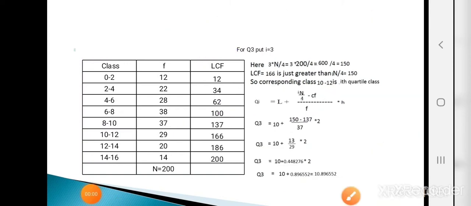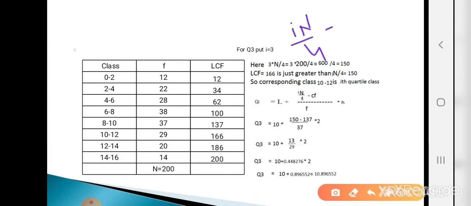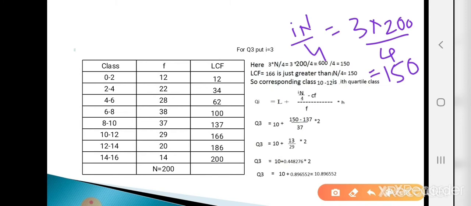Okay, now see for Q3, put i is equal to 3. First calculate iN divided by 4. i is 3, so 3 into capital N, 200, divided by 4, so the value is 150. Now see the LCF value just greater than 150. Which LCF value is just greater than 150? Here the LCF value 166 is just greater than 150. So the corresponding class is the third quartile class, because here we are finding Q3.